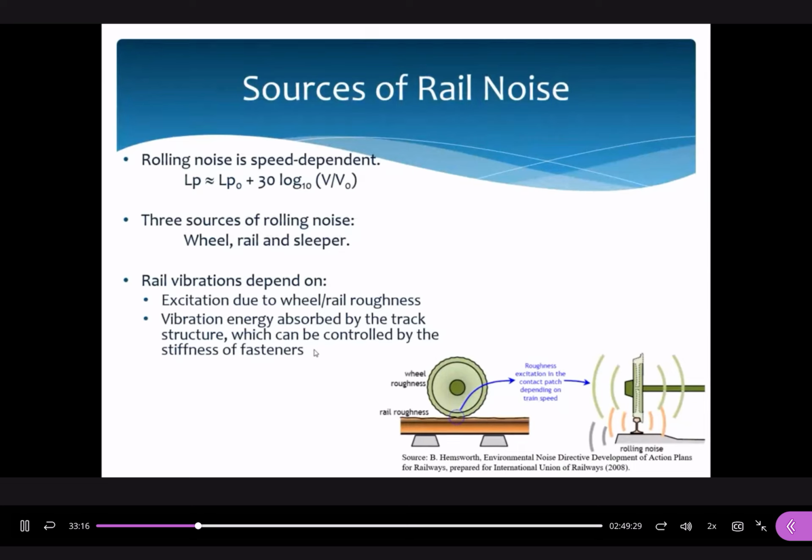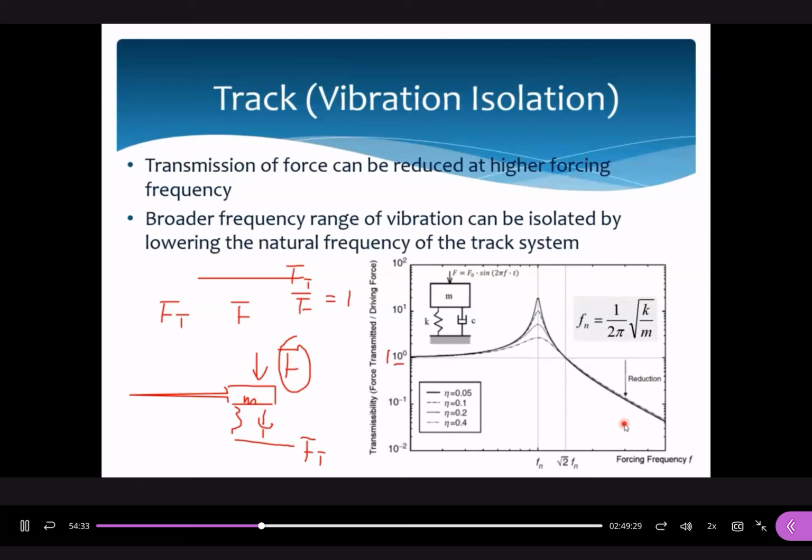So how to decide this one? We want to go to this region, correct? In this region, all the ratios are below 1. Above this line, all the ratios are higher than 1. We don't want to go to this one. This region we call the region of amplification, and this region we call the isolation region.